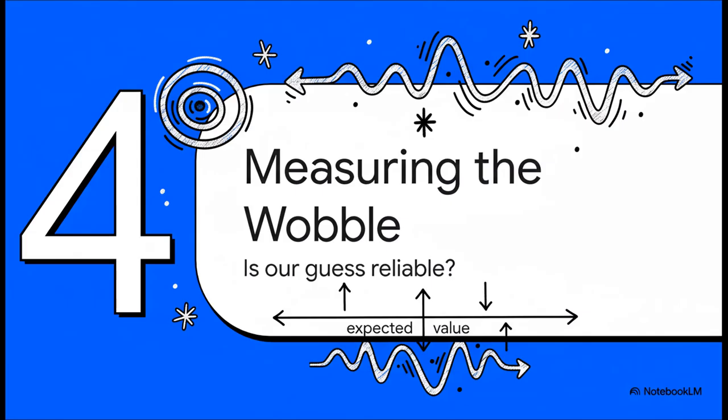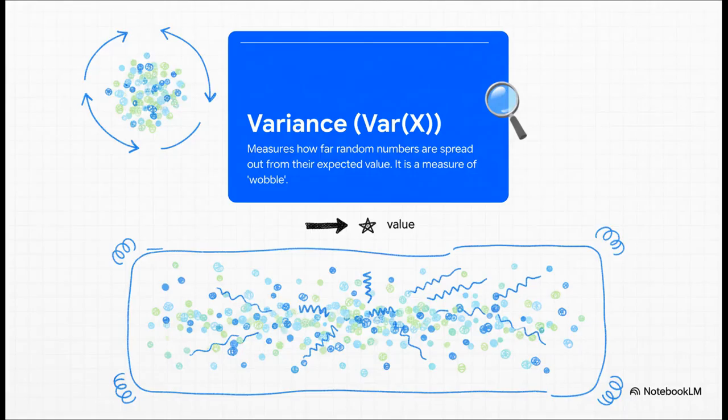So, we have our best guess, our expected value. But that immediately leads to the next big question, right? How much can we really trust that number? How much do the actual outcomes tend to wobble around our expectation? And for that, we have variance. Variance is what quantifies this spread, this wobble. A low variance means the outcomes are all clustered really tightly around the expected value, which makes it a very reliable prediction. A high variance, though, that means the outcomes are all over the place.